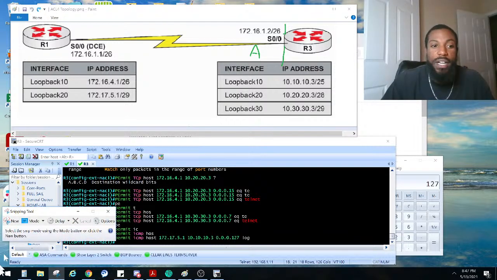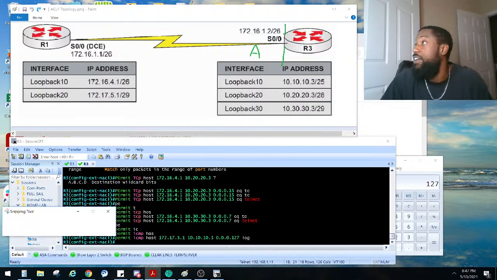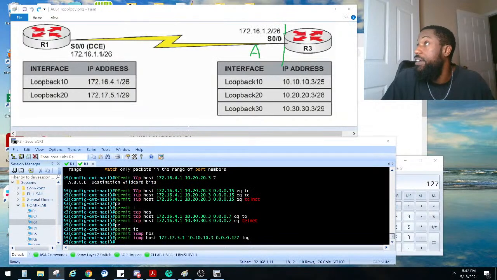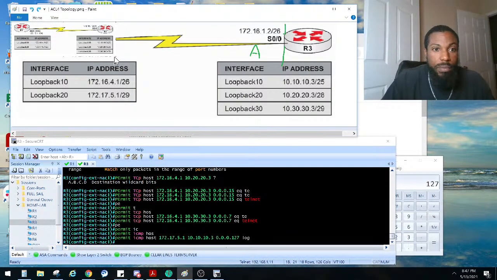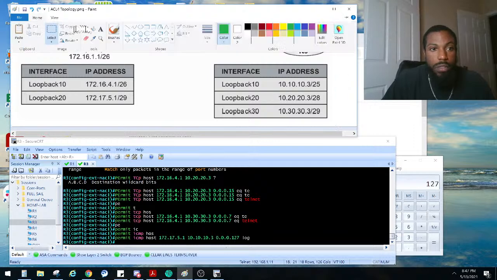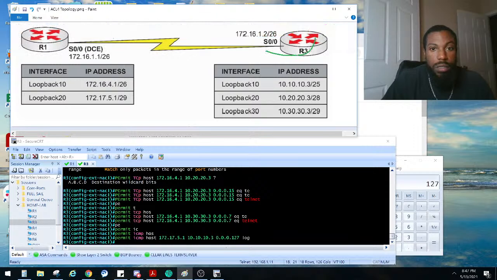Hold on. I saved that ACL there. I didn't want that to happen. So we got to test our ACL. So we're almost done here, y'all. We almost done. We got to test the ACLs. All right. Boom. So we got to apply that ACL on this interface right here.